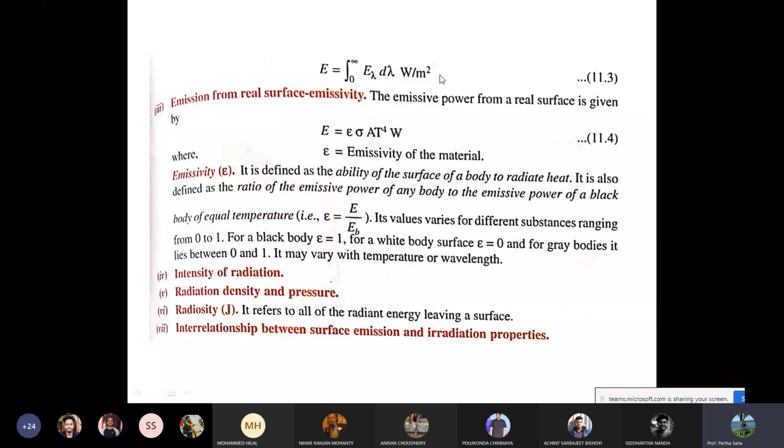For emission from a real surface, it is the same equation, but with epsilon, because a real surface has an emissivity. Emissivity is not one, which is generally considered only for black body radiation. For a real surface the formula is emissivity times sigma, the Stefan-Boltzmann constant, times area times T to the power 4. If you divide it by the area, it becomes the emissive power. That is the equation I have already expressed.